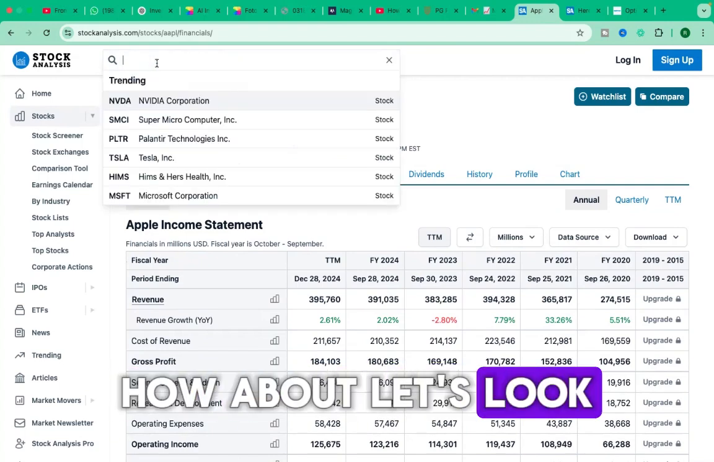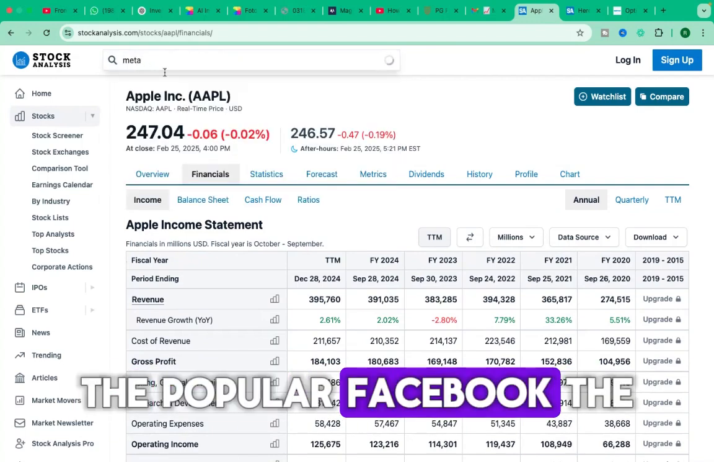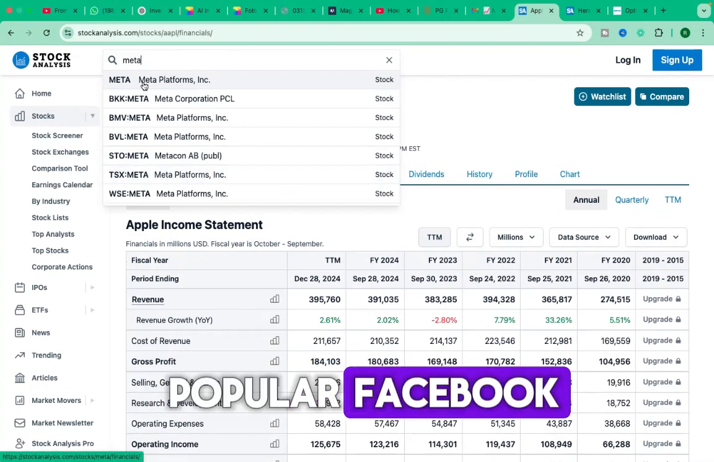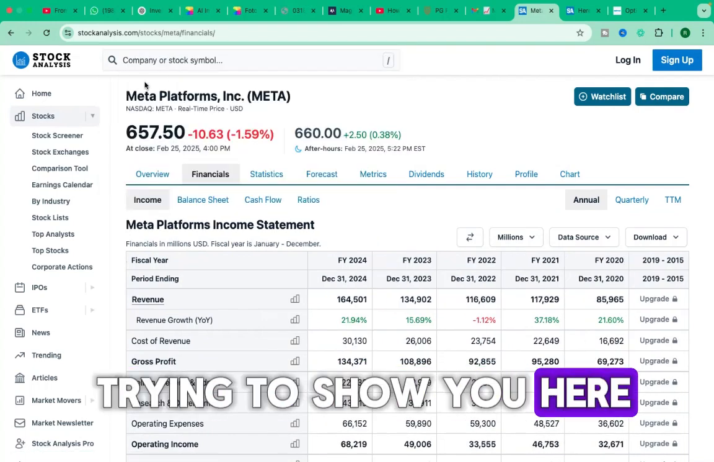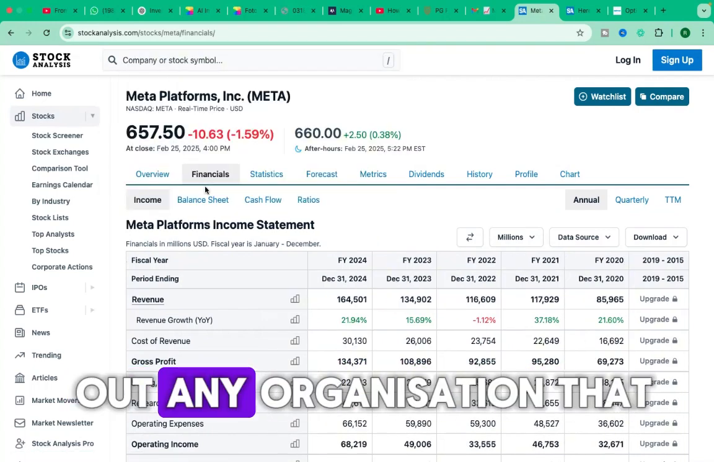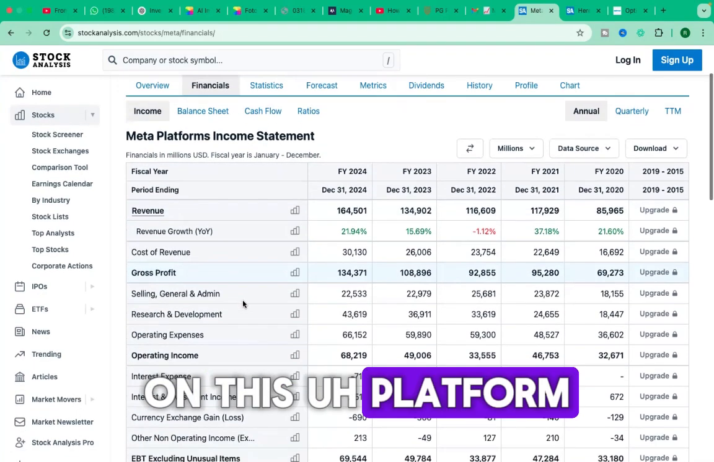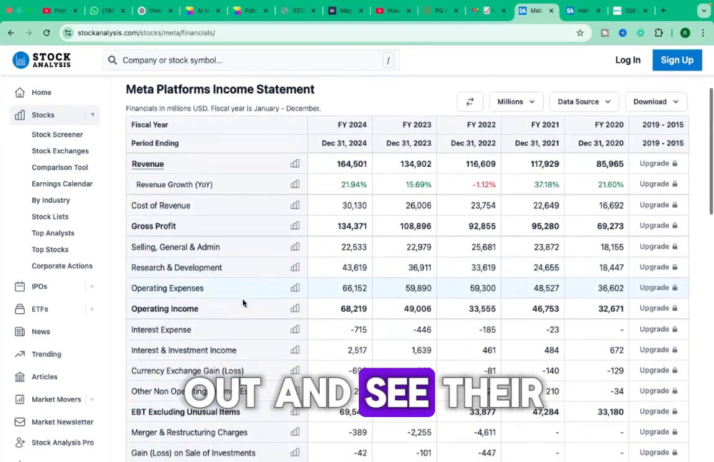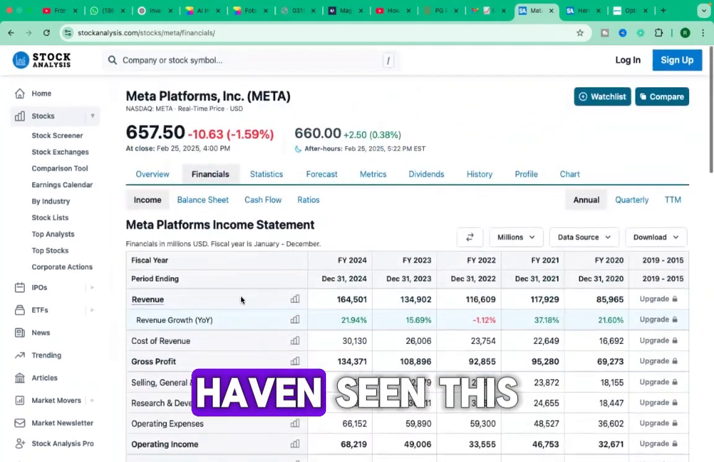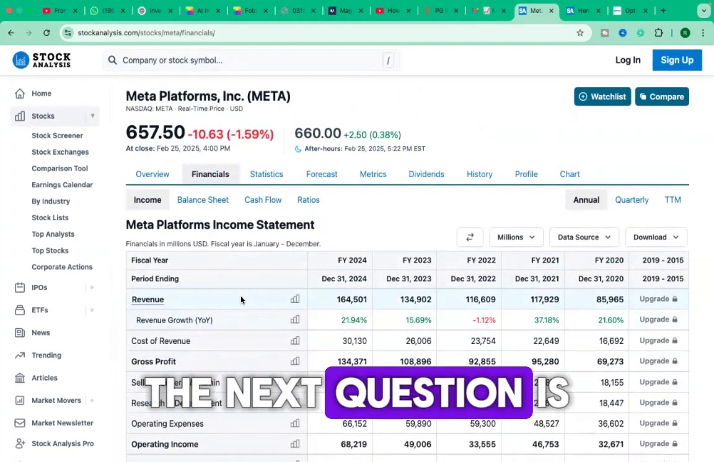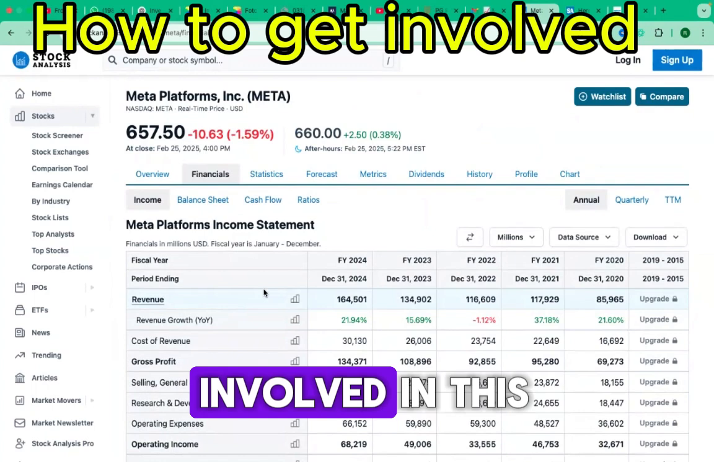How about, let's look at Meta, the popular Facebook. So I'm just trying to show you here that you can check out any organization that you want on this platform. You can check them out and see their performance. Okay, I haven't seen this. The next question is, how do I get involved in this?